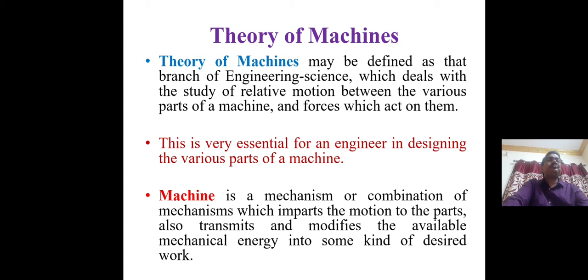So any combination of mechanisms or machine which transmits the motion as well as imparts the motion, and at the same time transforms the available energy, or transmits and modifies the available energy into desired work, is called a machine.